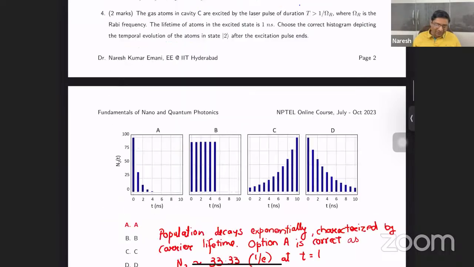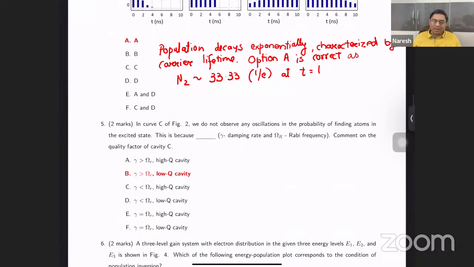So basically, when you have a low Q cavity, your gamma, that is the rate at which you are losing the photons from the cavity, is greater than the frequency at which you are oscillating. Then it's not conducive for Rabi oscillations. Did I answer the question, Ghosh, or do you have any further questions on this?